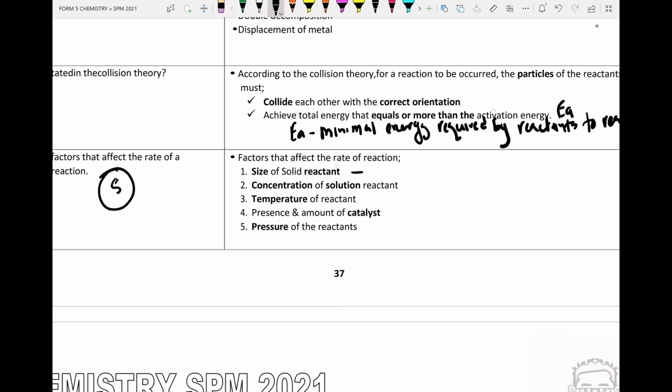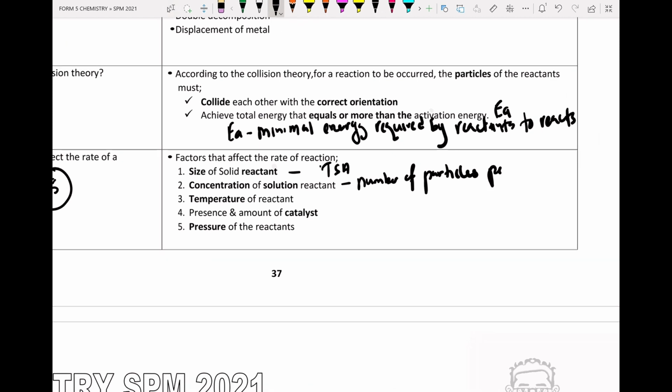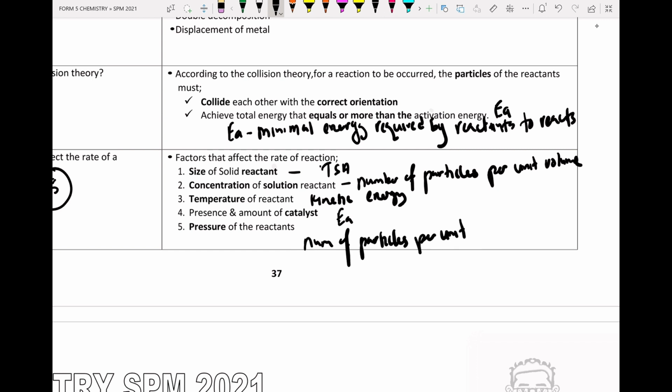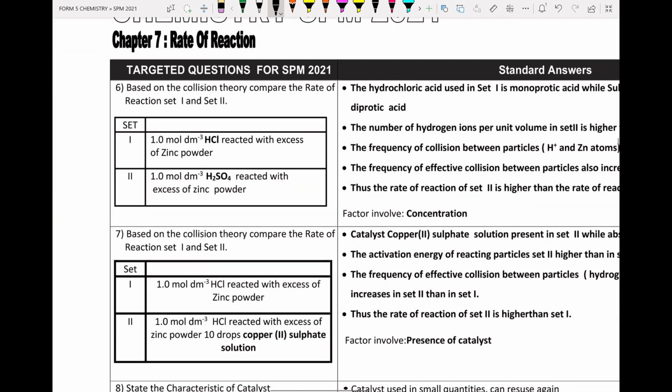Under size of reactant, the reason that we should use is total surface area. Concentration will be number of particles per unit volume. Temperature will be kinetic energy of reacting particles. For catalyst, EA or activation energy will be lowered if catalyst is present. Pressure is the same as concentration, which is number of particles per unit volume. Right, so these are the factors and the reasons for the factors. And we go for question number 6.